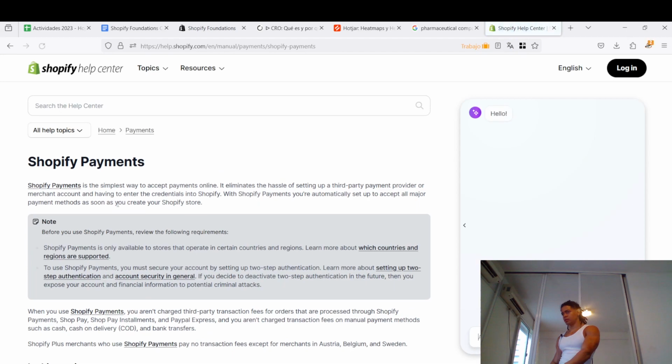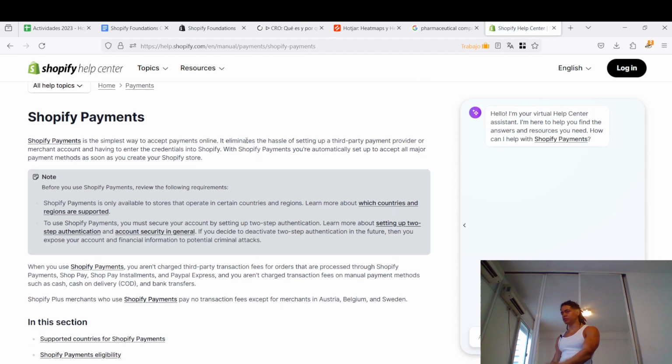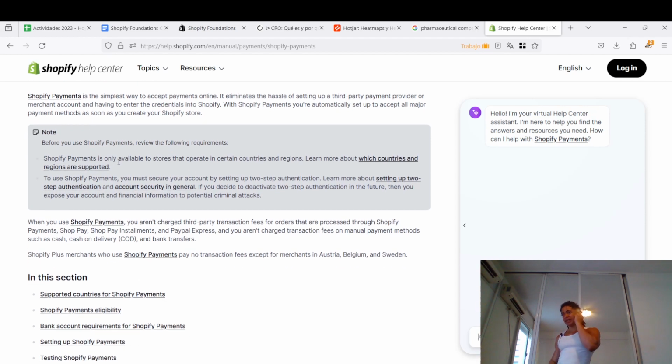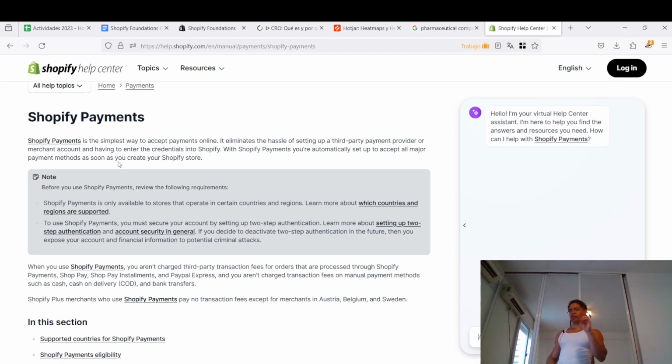It's a simple way to accept payments online. It eliminates the hassle of setting up a third-party payment provider or merchant account and having to enter the credentials into Shopify. With Shopify Payments, you're automatically set up to accept all major payment methods as soon as you create your Shopify store: Visa, MasterCard, Amex, Google Pay, Shop Pay, and Apple Pay. However, this is only available for certain countries.